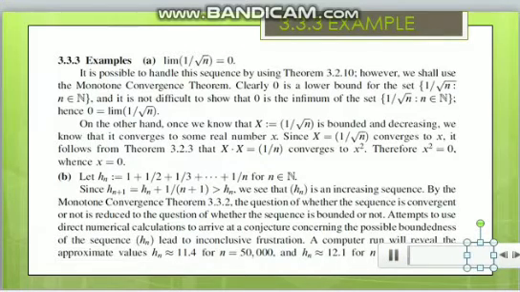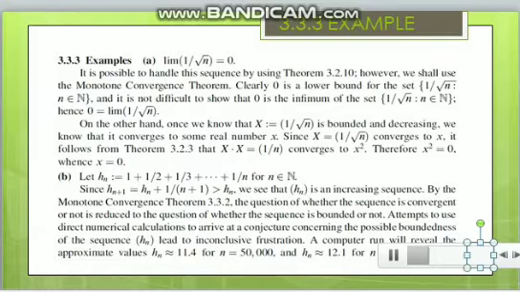Example A. The limit of 1 over square root of n equals 0. It is possible to handle this sequence by using theorem 3.2.10. However, we shall use the monotone convergence theorem. Clearly, 0 is a lower bound of the set of 1 over square root of n for n in the natural numbers, and it is not difficult to show that 0 is an infimum of the set. Hence, 0 equals the limit of 1 over square root of n.